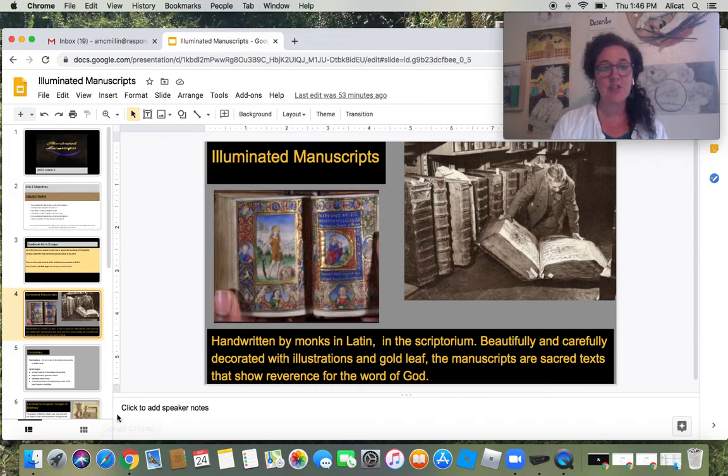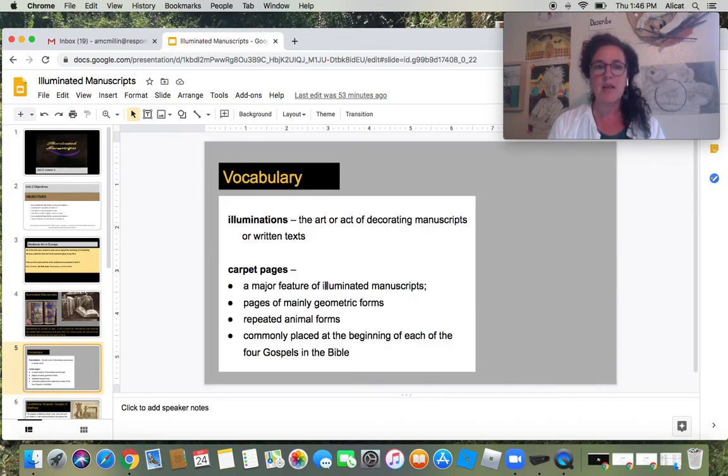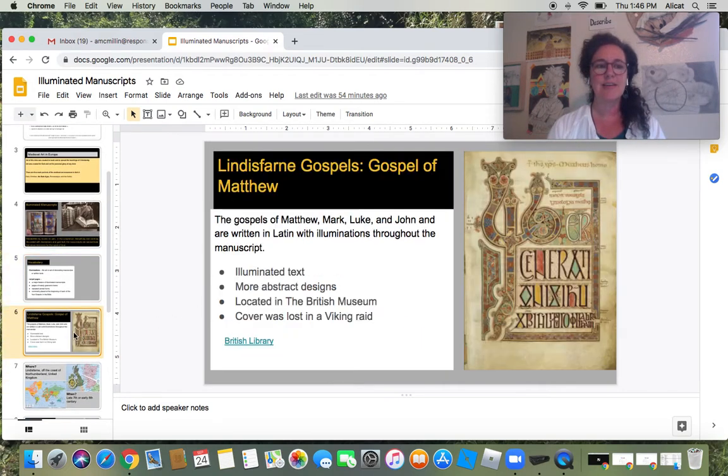Okay, so that's something that is just true of all medieval artwork, is it's really to spread the glory of God. So vocabulary. So you have illuminations, which are the two that we're going to be looking at, and that is decorative manuscripts or written texts that are decorated, right? Carpet pages themselves are mostly pages with geometric forms that don't have text. So they would have been kind of like a cover page at the front of each of the Gospels in the Bible, and it just would have been covered with illustrations, like a carpet, I guess.